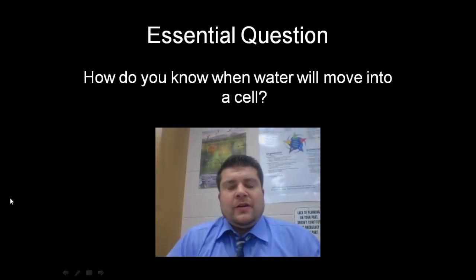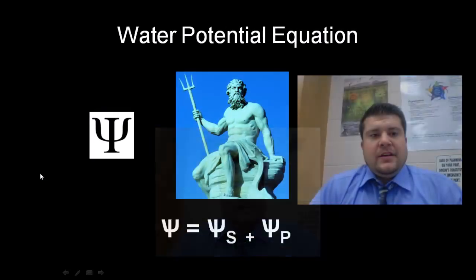Water potential is kind of what it sounds like. It's the potential energy of water per unit area compared to pure water. So we will be able to figure out where water is going to flow due to osmosis, gravity, pressure, and surface tension. So how do you know when water will move into a cell? Well, we're going to figure this out through a pretty simple equation.